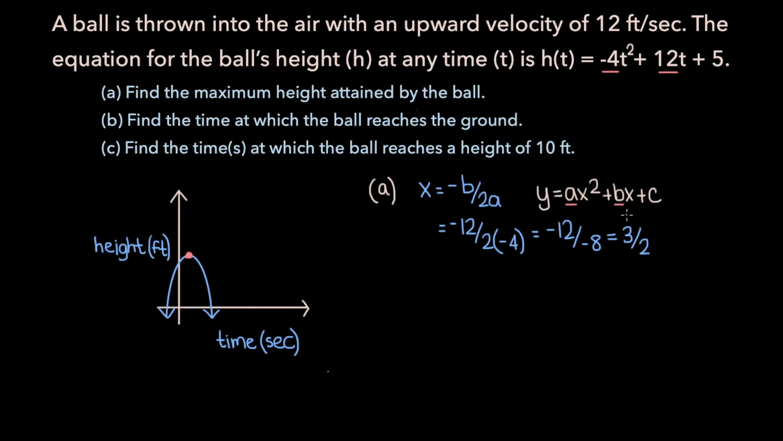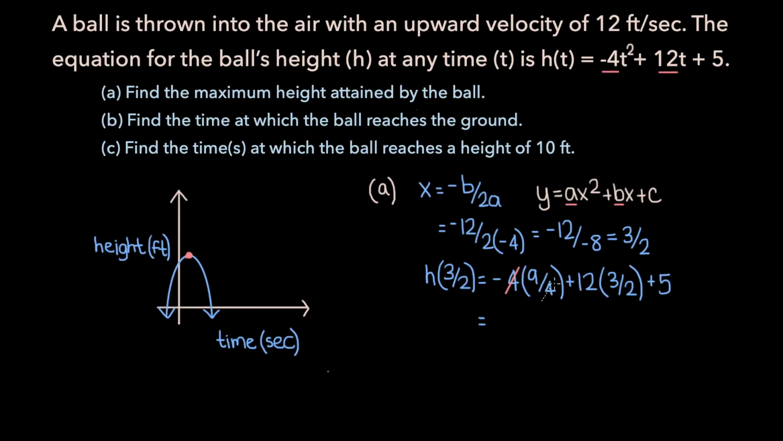So now what we have to do is plug in 3 over 2 into our equation for h of t, and the value we get back will be the maximum height attained by the ball. So if we do that, h of 3 over 2 equals negative 4 times 3 over 2 squared, which is 9 over 4, plus 12 times 3 over 2 plus 5.